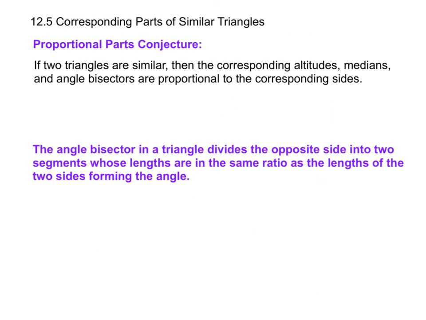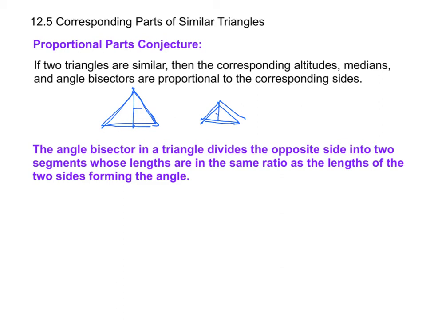So this next conjecture is really useful. It's called the Proportional Parts Conjecture. It says that if two triangles are similar, then the corresponding altitudes, medians, and angle bisectors are proportional to the corresponding sides. So essentially, if you have two similar triangles, then everything in them is going to be proportional, not just the outside sides that you know are proportional.